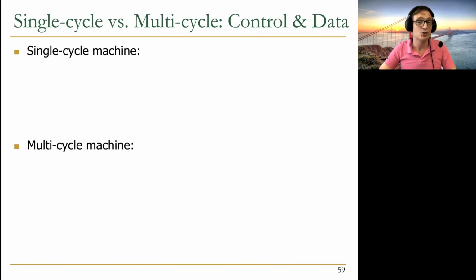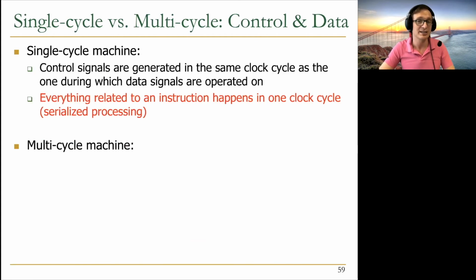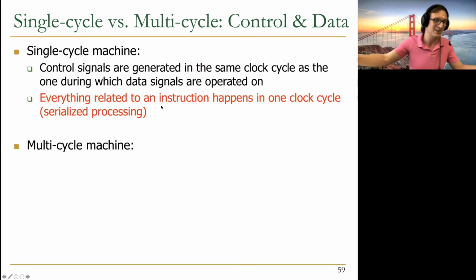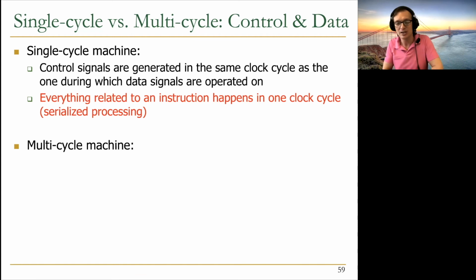Okay, so let's take a look at how control and data are done in a single cycle machine and a multi-cycle machine. Basically, in a single cycle machine, control signals are generated in the same clock cycle as the one during which data signals are operated on. Everything happens in a single clock cycle. You don't have any other clock cycle to execute the instruction. You need to generate the control signals, and also use the data path elements, at the same time in the same clock cycle. So you need to fundamentally serialize some processing. To know what to do with an instruction, first you need to decode the instruction, and that needs to happen before you access the register file with the instruction bits, for example, to specify which operands. So there's some serialization that happens in a single cycle machine within a clock cycle.